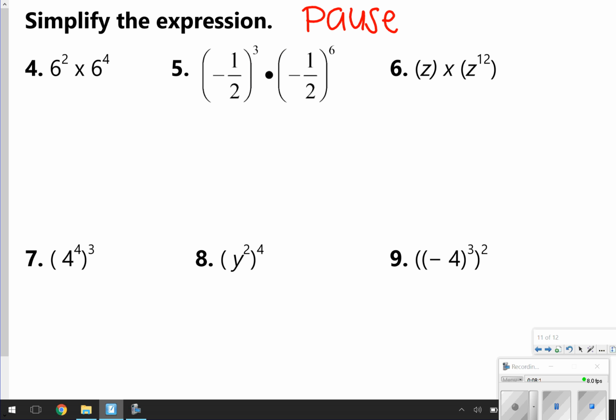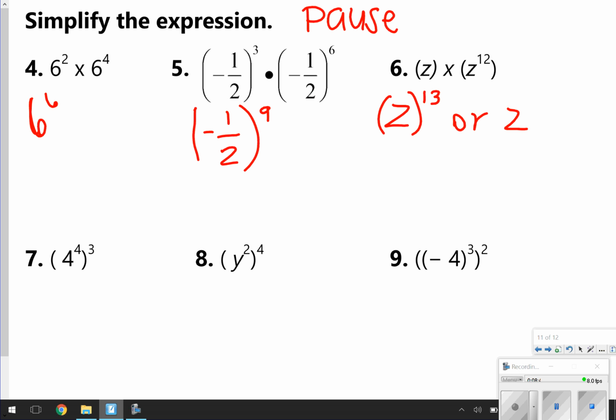All right, here we go. 4 should be 6 squared times 6 to the 4th, which means you're just adding the exponents because they have the same base. So that'll be 6 to the 6th power. Number 5, it would be -1/2 in parentheses to the 9th power. Number 6, it'll be z to the 13th power. If you wanted to keep z in parentheses, you could do that. Or if you just wrote it as z to the 13th, that was fine.